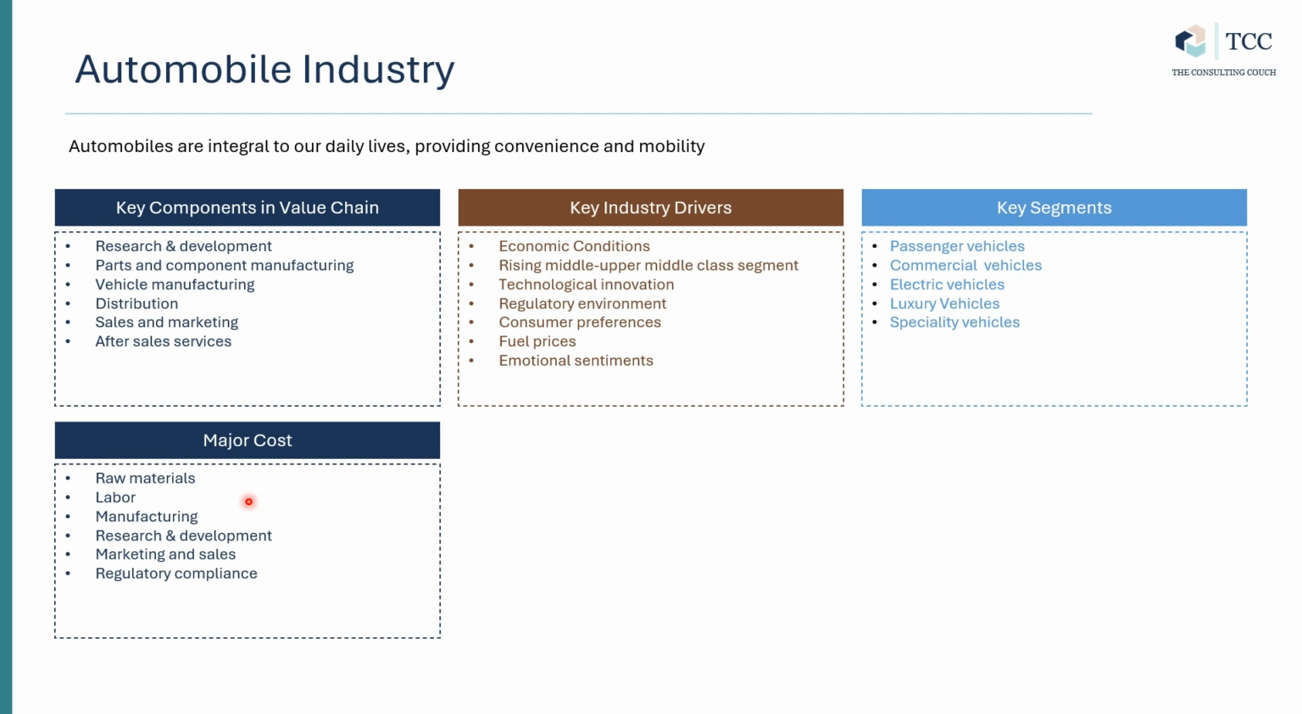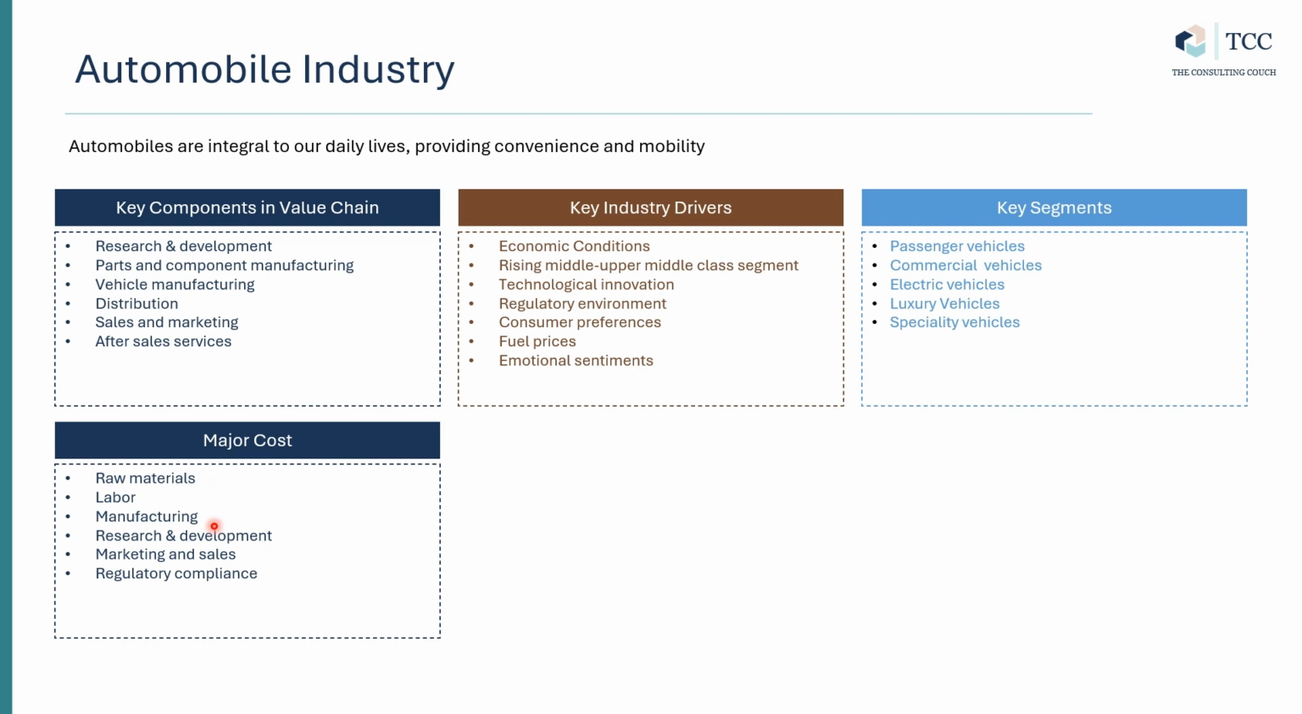Labor cost. Now, wages and benefit for workers, which are included in research and development, sales, after sales service, marketing, distributions, directly impact the cost of that particular vehicle. Manufacturing costs. These are the costs which are directly associated with running factories, including machinery, utilities, etc.